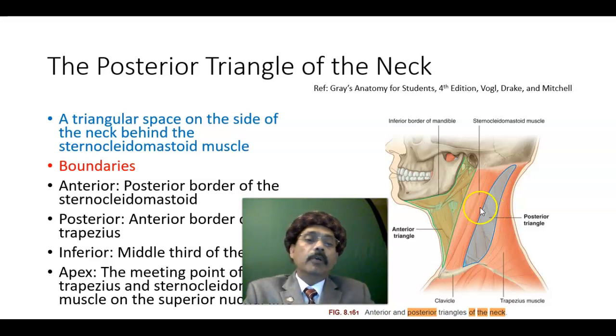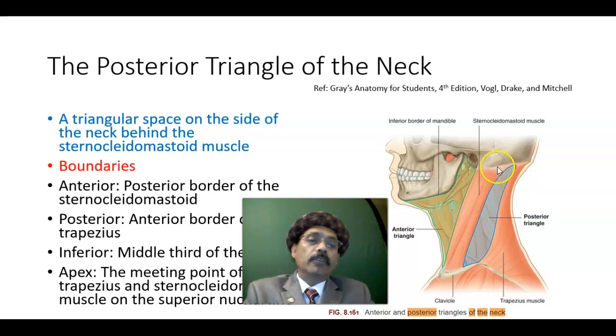Its anterior boundary is formed by the posterior border of the sternocleidomastoid muscle. The posterior boundary is formed by the anterior border of the trapezius muscle. The base of the posterior triangle is formed by the upper border of the middle third of the clavicle. The apex is formed by the union point of the sternocleidomastoid and trapezius. Here, this is the apex of the posterior triangle.